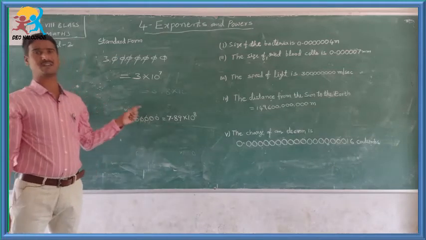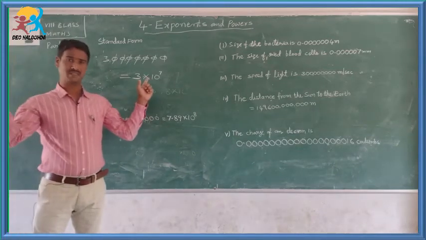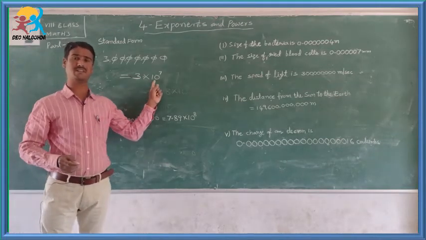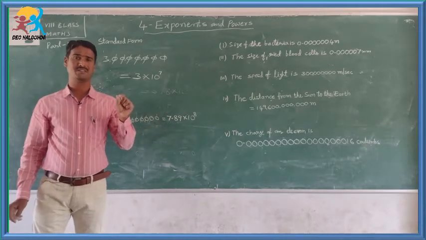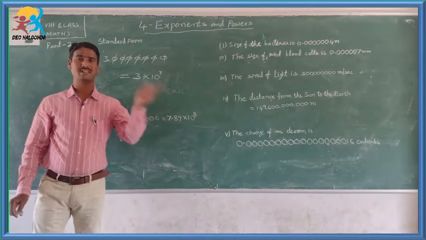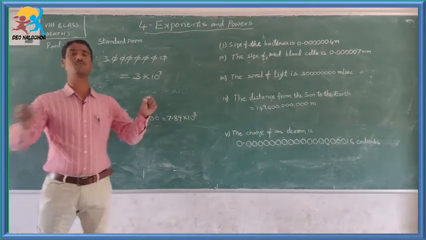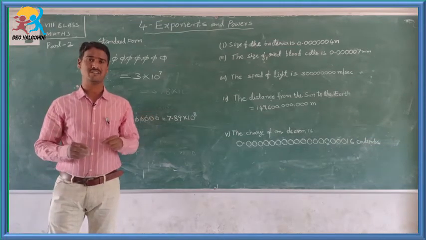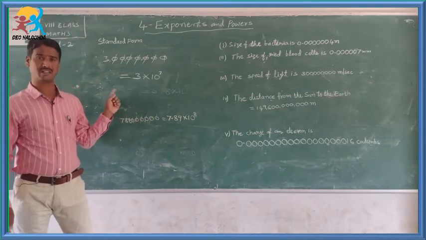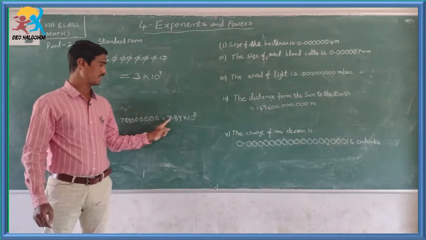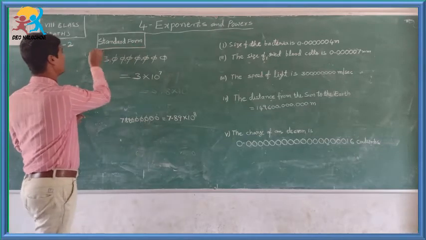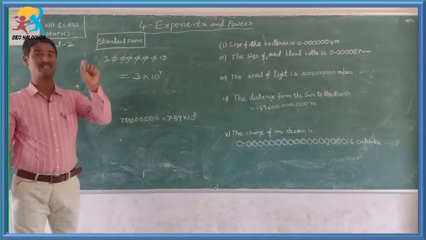So my dear children, to write the largest numbers using 10 powers, you can write very easily. Let's say the distance between moon and sun, the distance between earth and sun, the distance between two planets, the speed of light. These all types of big numbers, large numbers, you can write in shortcut using exponents. This system is known as the standard form or scientific notation.